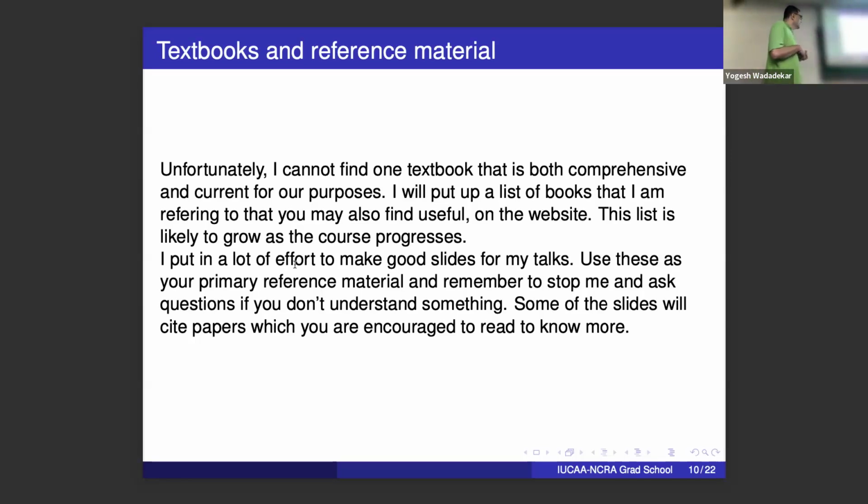I'm going to give you an overview anyway. And some of the slides will cite papers, which you are encouraged to read to know more. Astronomy is a very active field of research. About 35,000 refereed papers are published every year. That's approximately 100 new papers a day. So obviously, even if you are keeping up with a subfield, you can't keep up with the literature. So you have to read selectively. I will point you only to seminal articles or review articles in a particular field where you can get the gist of it all in one go.